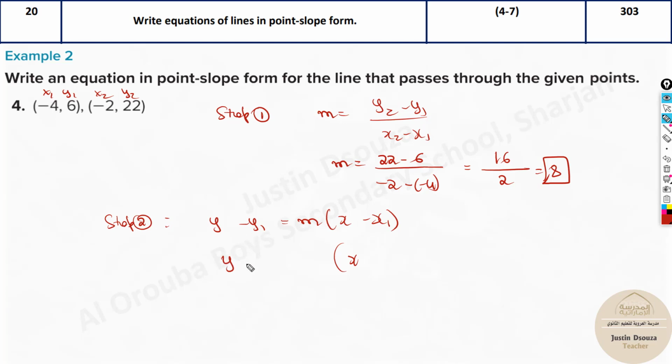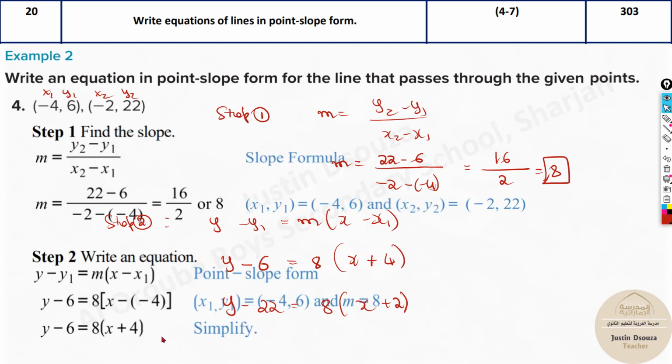This is y minus y1 is 6 equals, what's the slope? 8. x minus x1 will be minus 4. That will be plus 4 over here. This is one answer. The other answer would be y minus, write this one, y2 is 22 equals 8 into x minus of minus 2 will be plus 2. This is the other answer. Both are the correct answers. So this is the point slope form.